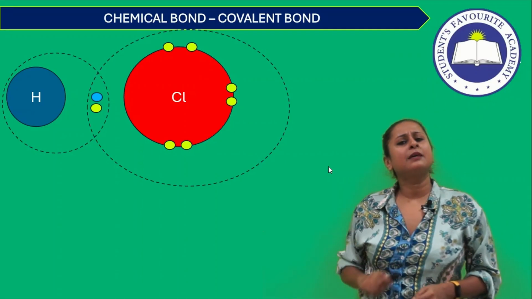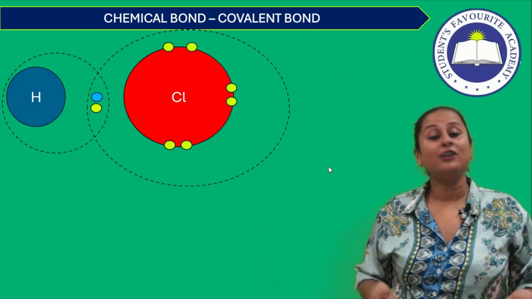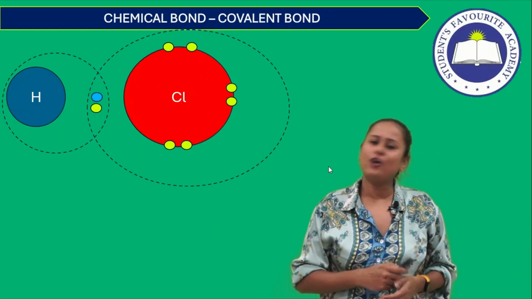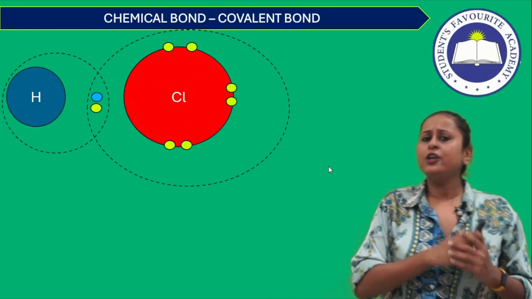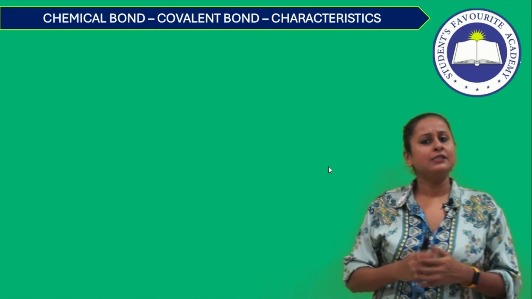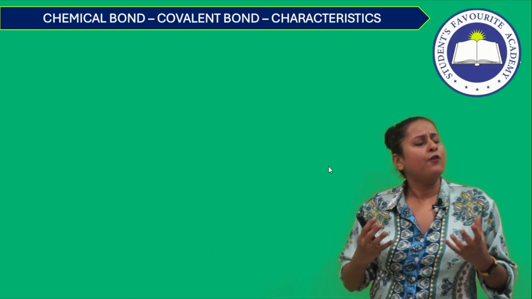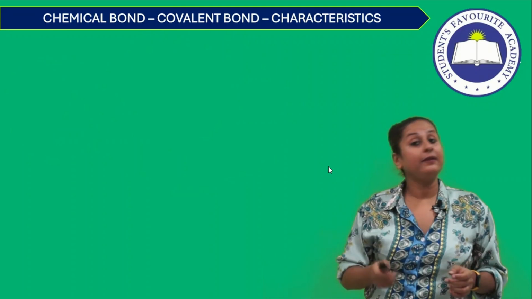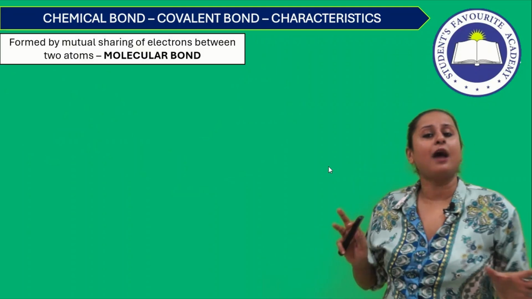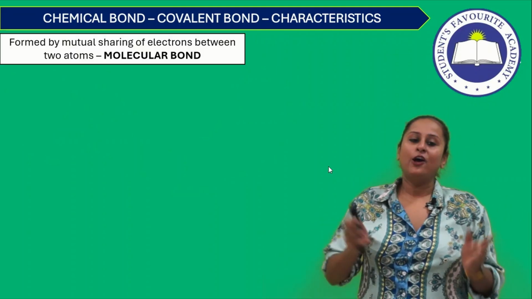Let us look at some of the characteristics of a molecular bond, just like we did for our electrovalent or ionic bonds. So molecular bonds or covalent bonds are formed between 2 atoms. They are not formed between ions. They are formed between atoms. So they skip the ion stage. Can we say that? Alright.